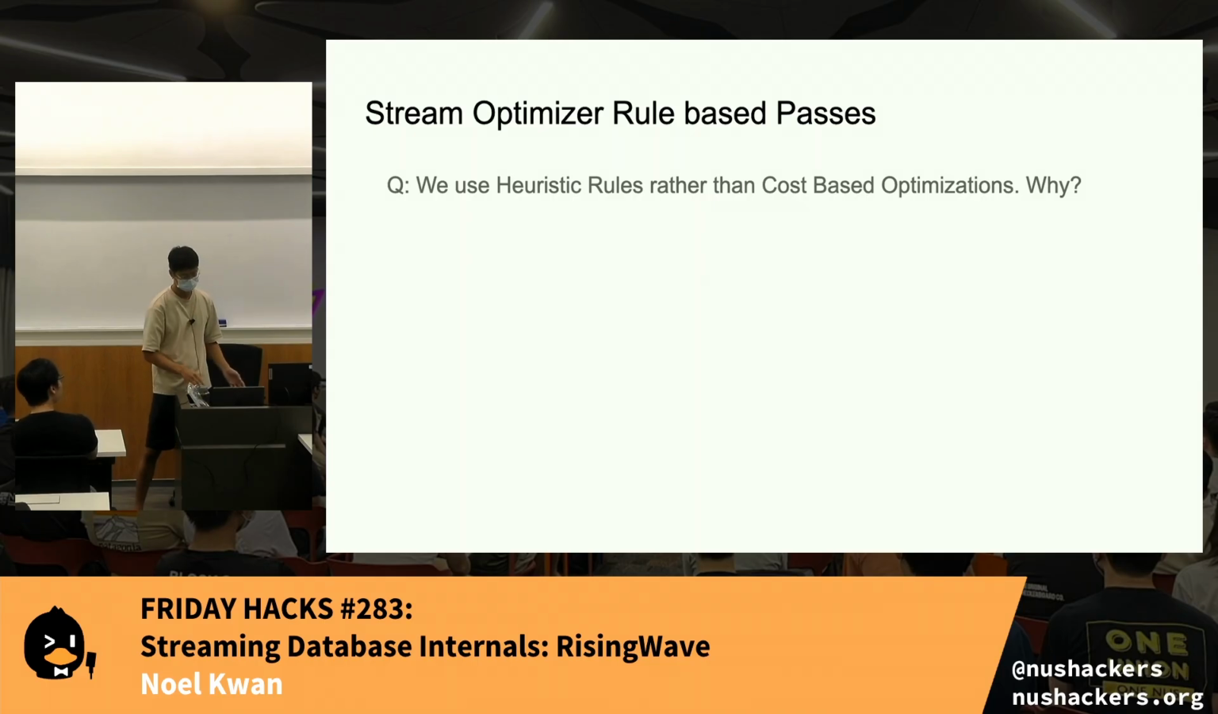Just a question: we use heuristic rules rather than cost-based optimizations. Anybody want to guess why? You can take a while to think about this. If you can puzzle it out on your own, that's all right. This is, again, batch versus streaming.